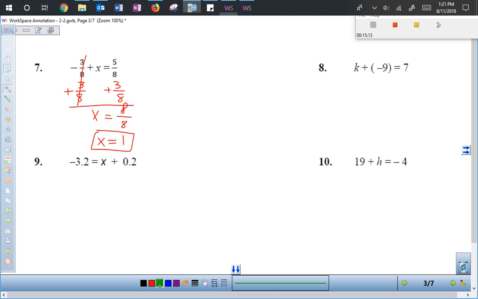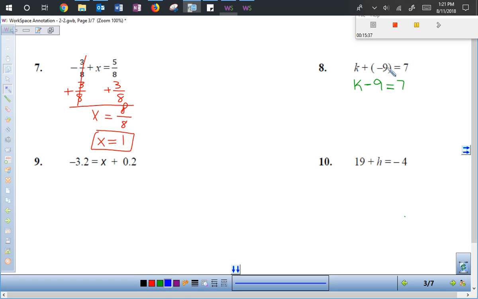On number 8, I have k plus negative 9 equals 7. Now, notice I have plus and negative. This is not a simplified equation. So what we need to do is rewrite this guy so we don't have a plus and negative. So instead of saying k plus negative 9, that's the same thing as k minus 9 equals 7. Now it's much easier to solve.